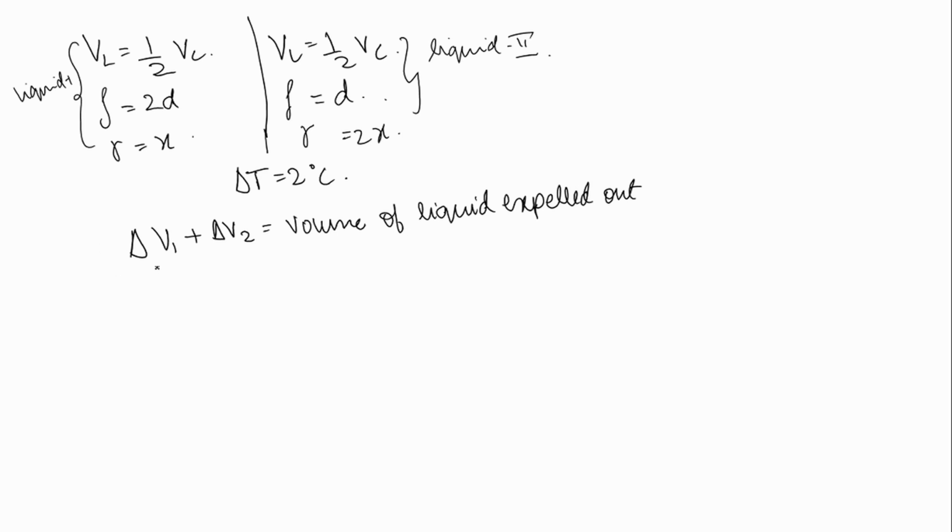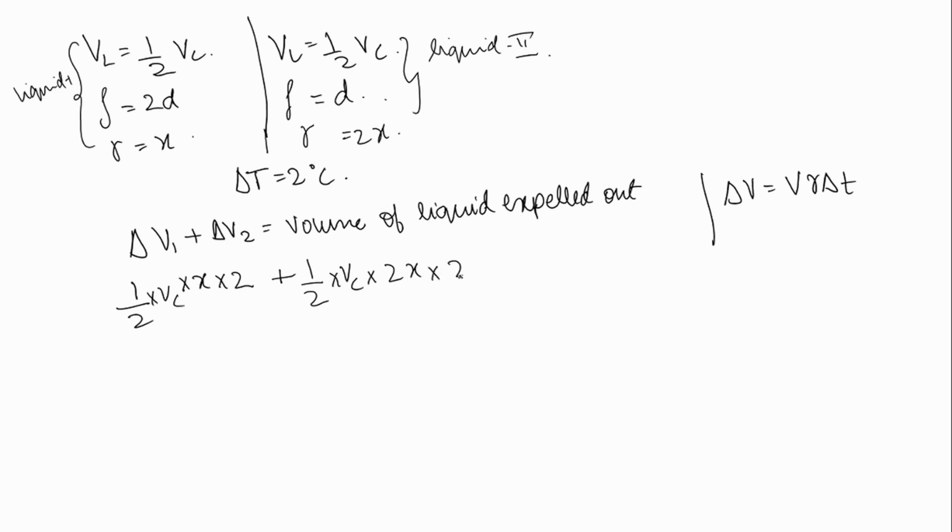So for liquid 1, volume is equal to half the volume of container. We know delta V is equal to V gamma delta T. So we'll use the same formula. So V of liquid 1 is half the volume of container into gamma is equal to X, delta T is 2, plus for liquid 2, half the volume of container into gamma is 2x into delta T, it is 2.